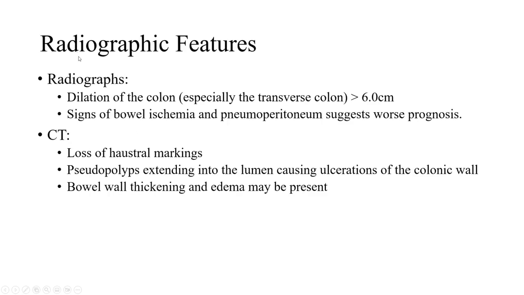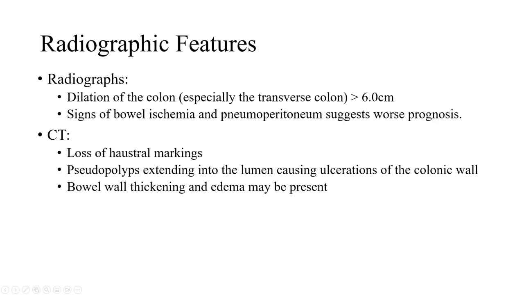In terms of radiographic features, on radiograph, we can see dilation of the colon, especially the transverse colon. Recall the normal diameter of the colon should be less than 6.0 centimeters. In the case of toxic megacolon, you can often get dilation of the transverse colon greater than 6 centimeters. You can see signs of bowel ischemia and pneumoperitoneum, which may suggest a worse prognosis.